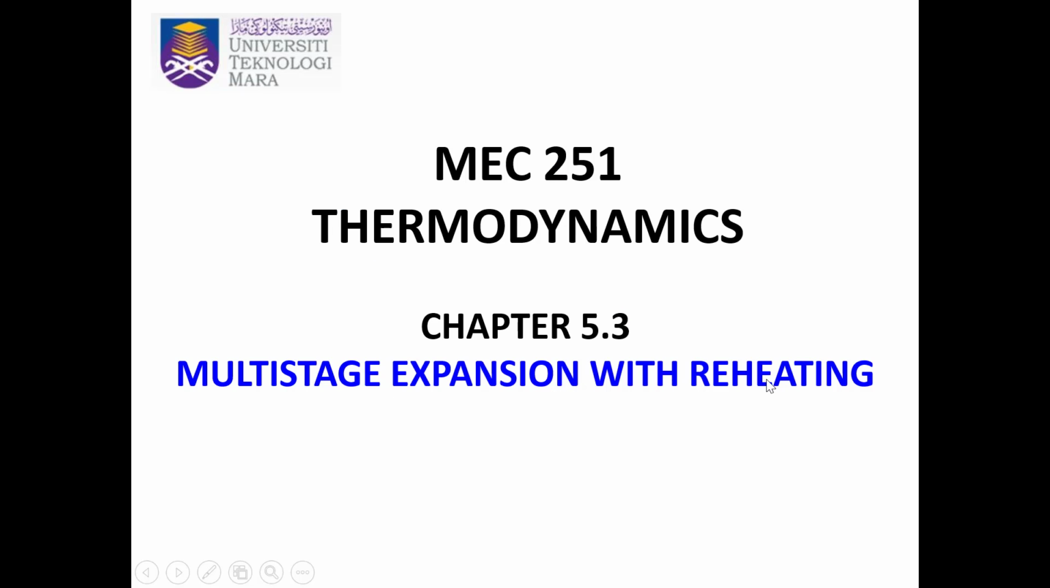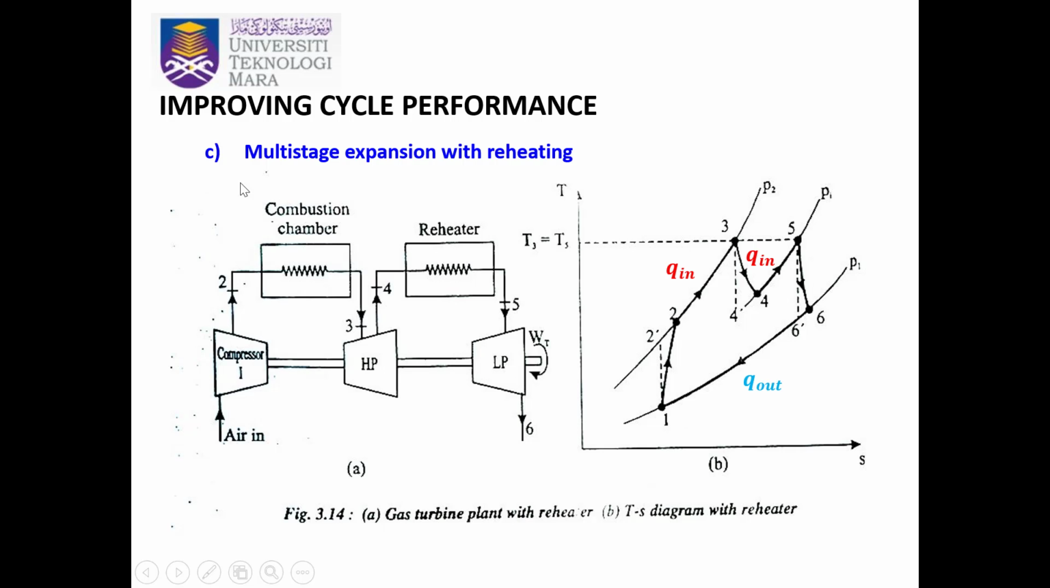Today we will continue our chapter on thermodynamics, chapter 5.3, where we are looking at multistage expansion with reheating. The gas turbine cycle for reheating has two types of turbine: first is the high pressure turbine and second is the low pressure turbine. Between these two turbines, we will have a reheater.